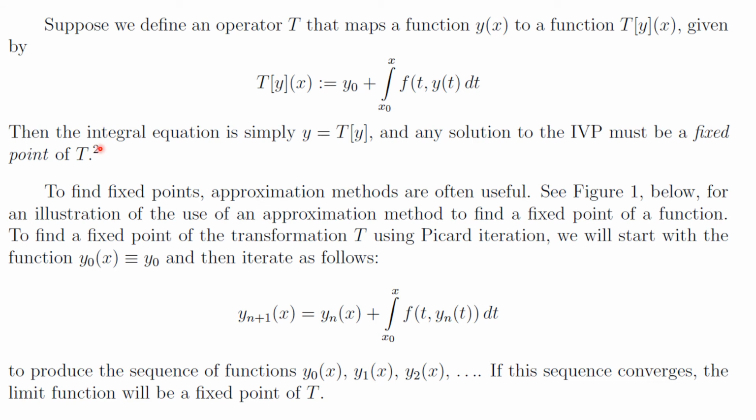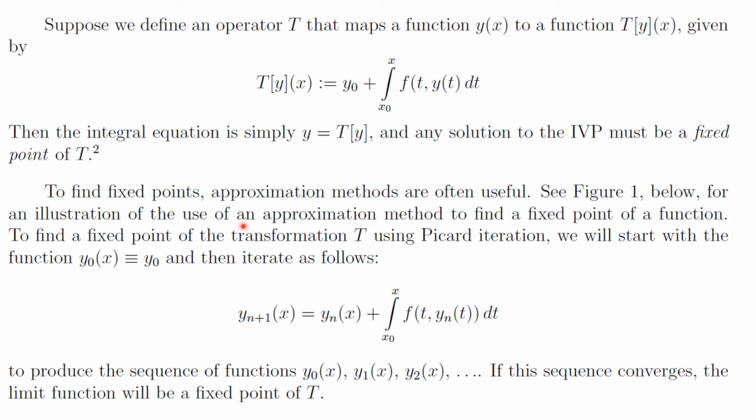So what we're going to do is define an operator, and we'll talk about operators later in the course, that maps the function y to the function T of y, which is this. Then the integral equation is simply the solution to y equals T of y. That means that y is what we call a fixed point of the operator T. Now, to find fixed points, approximation techniques are often useful. That's actually what happened in that algebra equation that I was showing you.